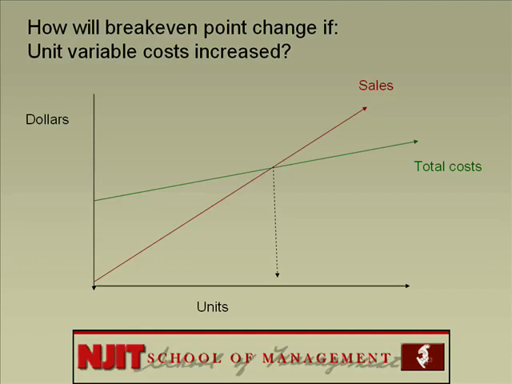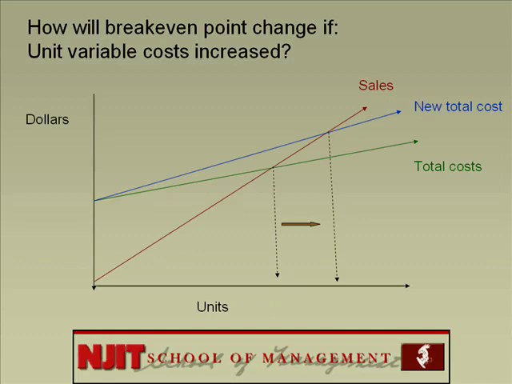Well, the slope of the total cost line will increase. So as you can see, that's the new total cost line. Fixed costs don't change, so the new total cost line starts at the point of the old total cost line. The break-even point will move to the right. That's the point where sales intersects with the new total cost line. So it moves to the right.